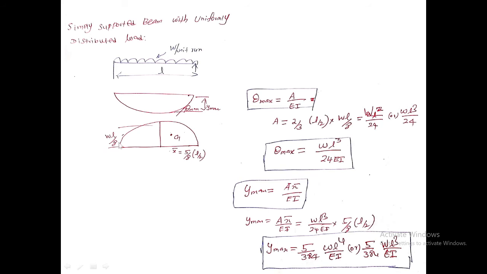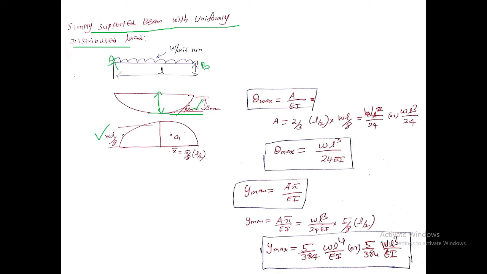Next, simply supported beam with uniformly distributed load. Okay, simply supported beam with uniformly distributed load. So length of the beam is L. So this is the elastic curve equation. Maximum deflection is at the midpoint. This is the maximum slope, at the free end, at reaction points A and B. So this is the bending moment equation, bending moment diagram.